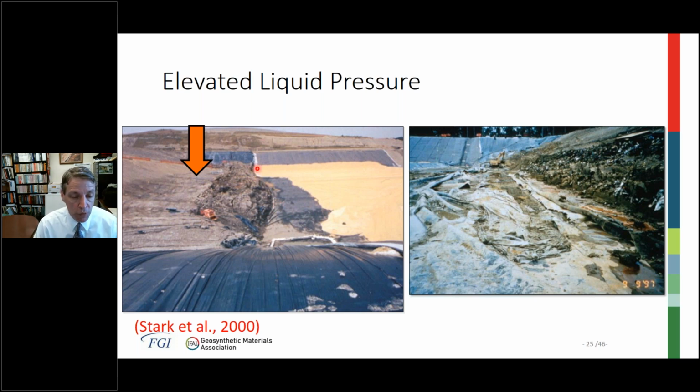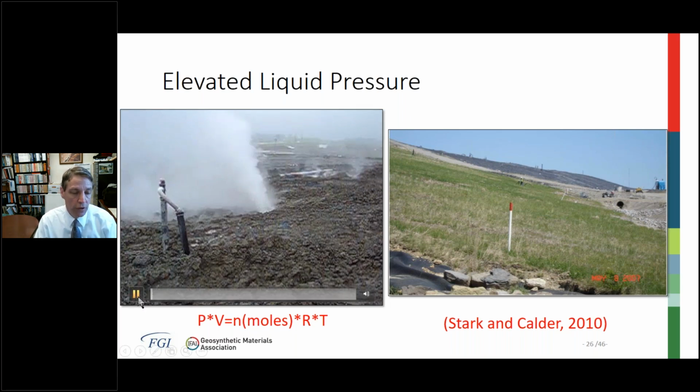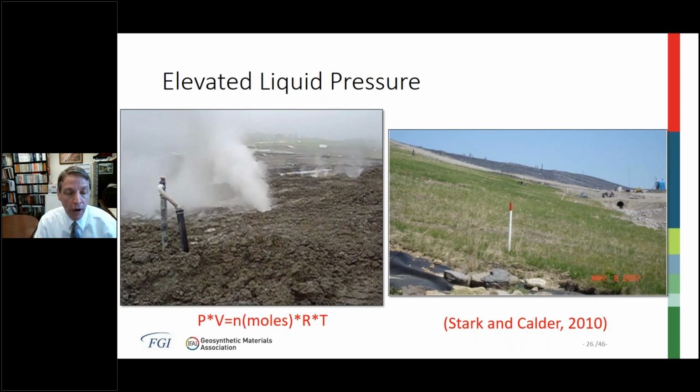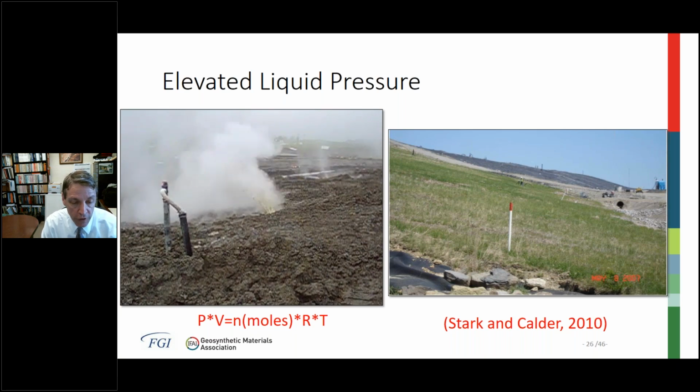Once this material was removed that moved into the new cell being constructed to the right, you can see the geosynthetics are damaged, very similar to the first case that I showed you at the start of the webinar. This is elevated liquid pressures due to elevated temperatures, sort of like the thermally degraded waste I talked about earlier. Let's see if we can get this. This is a video showing you how high the liquid pressures are, shooting liquid through the interim soil cover.